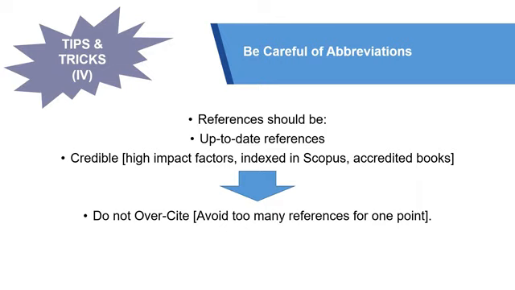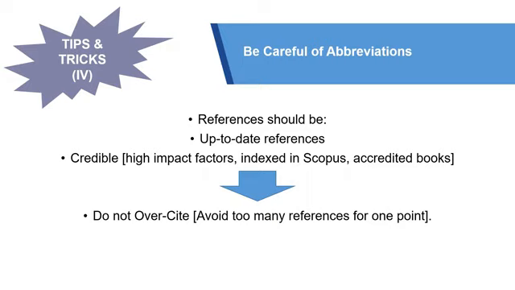So if you have a certain scientific claim and it has multiple references, use only one. One is enough, and use the one with the most credibility, a higher impact factor. Its journal is indexed in Scopus, or it's in accredited books and others. So always use the more credible references. And please avoid too many references.